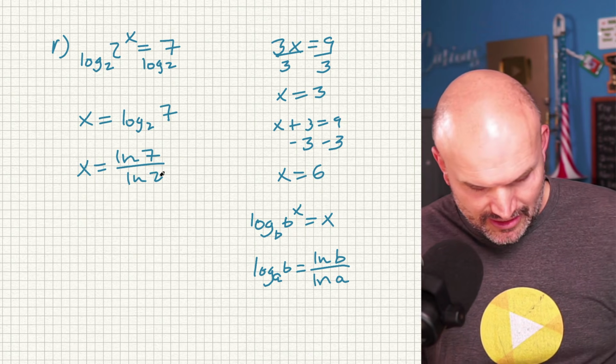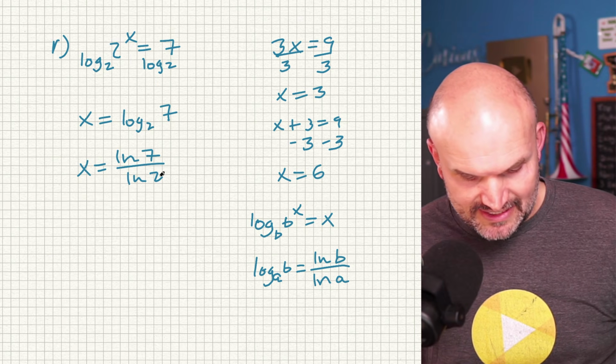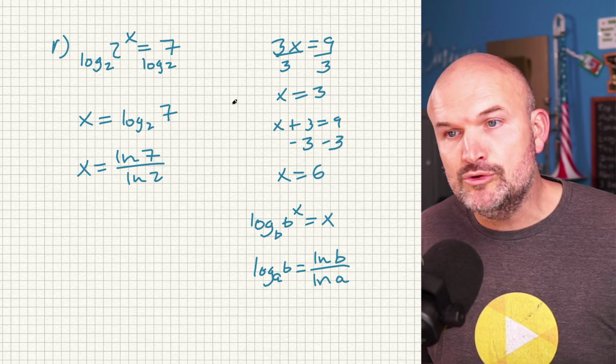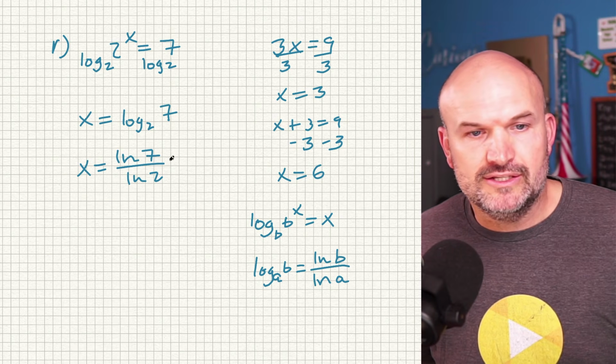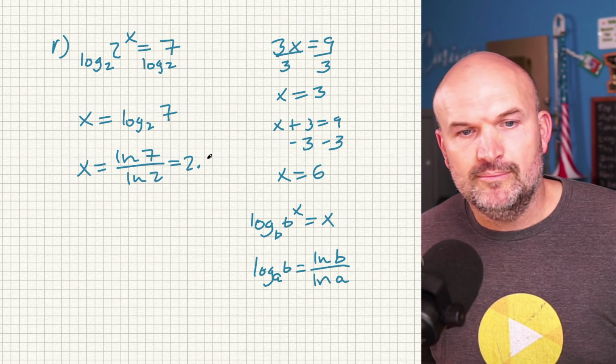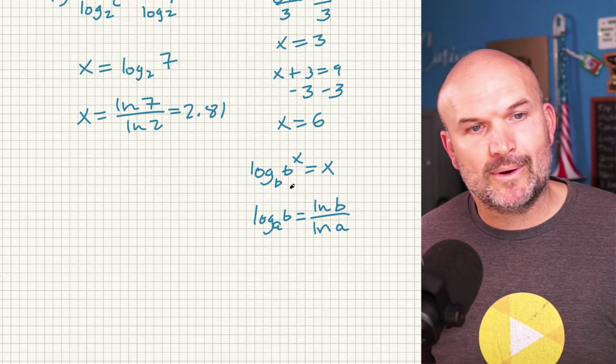Now in my calculator, I'll simply just plug in ln of 7 divided by the ln of 2. And when I do that, I get 2.8, and I'll round that to the nearest hundredth. So I get 2.81, okay? That's going to be your answer.